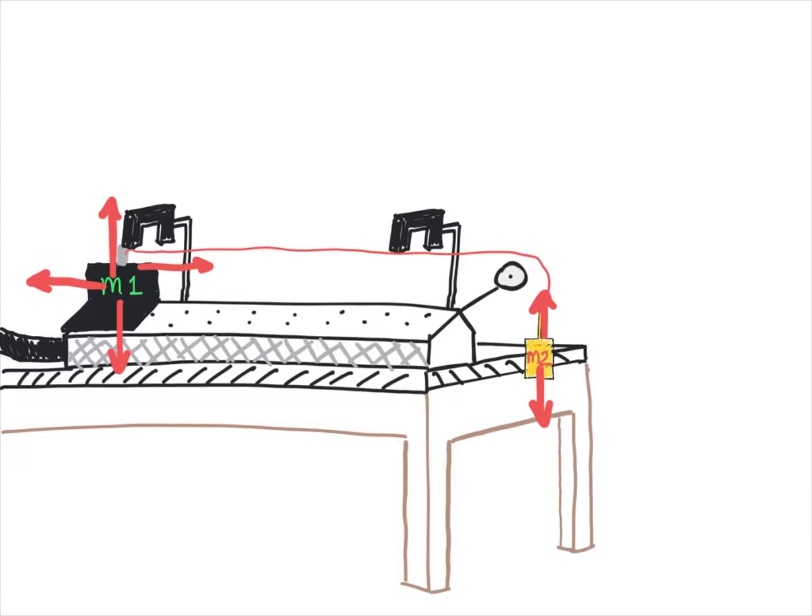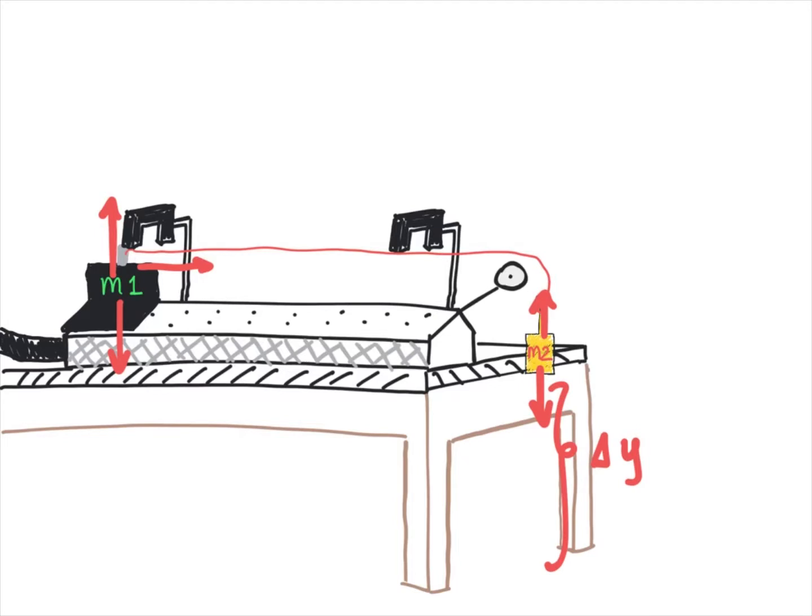Now, initially, mass M2 is going to be positioned a height above the ground, and we'll call this height delta Y. When we finally allow air to flow through the air track, we know what's going to happen here. Immediately, there will no longer be a frictional force acting on M1 to oppose the tension in the string, and as a result, the tension in the string, which is caused by mass 2 being attached to it, is going to cause the objects to begin to accelerate.